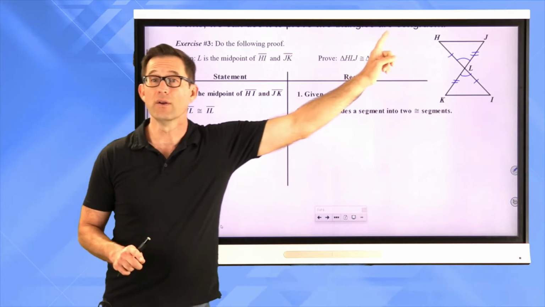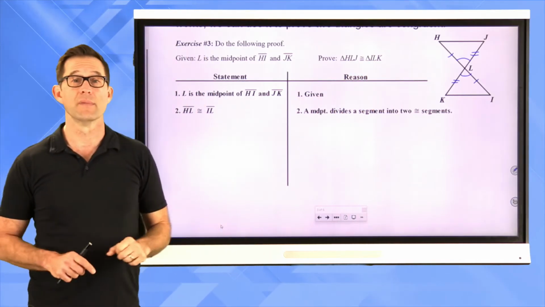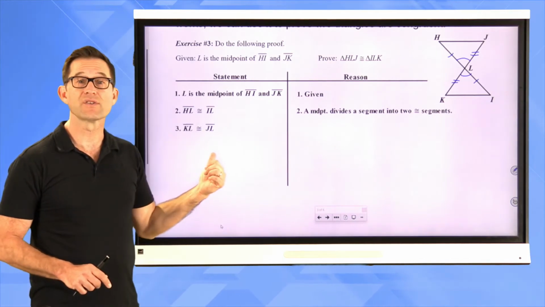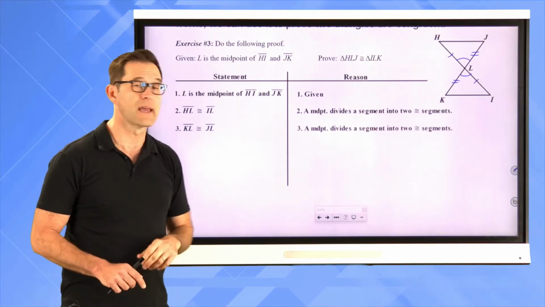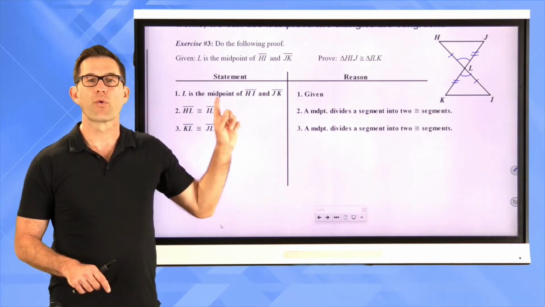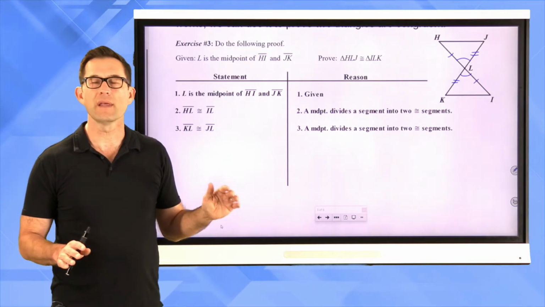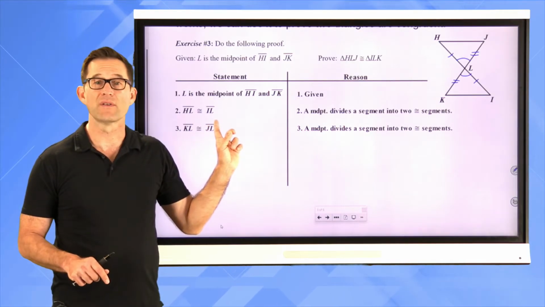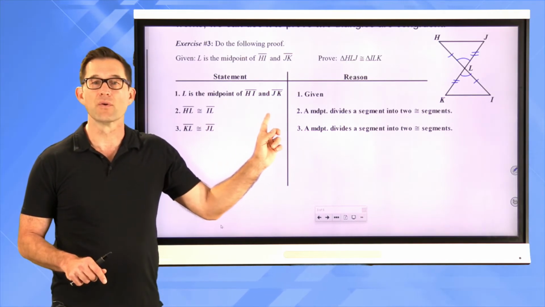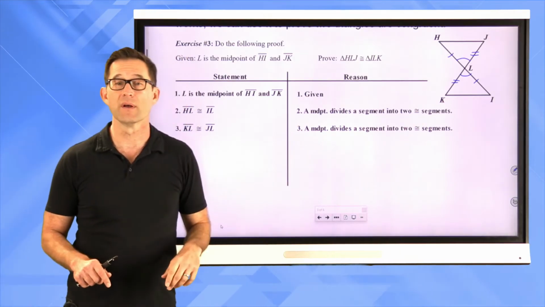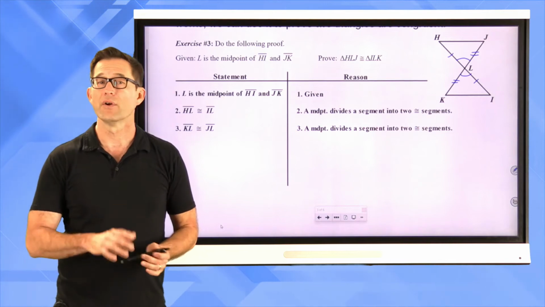Now, of course, I knew HL and IL were congruent because L was the midpoint of HI, right? But I also know that KL is congruent to JL for exactly the same reason. And I'd like to pause just for a moment here. Any time that you've got the same reason for two different statements, it is completely okay to combine those two. So if you wanted to say in line 2, HL is congruent to IL, comma, KL is congruent to JL, and then as the reason, a midpoint divides a segment into two congruent segments, you should definitely do that. There is nothing wrong with that.